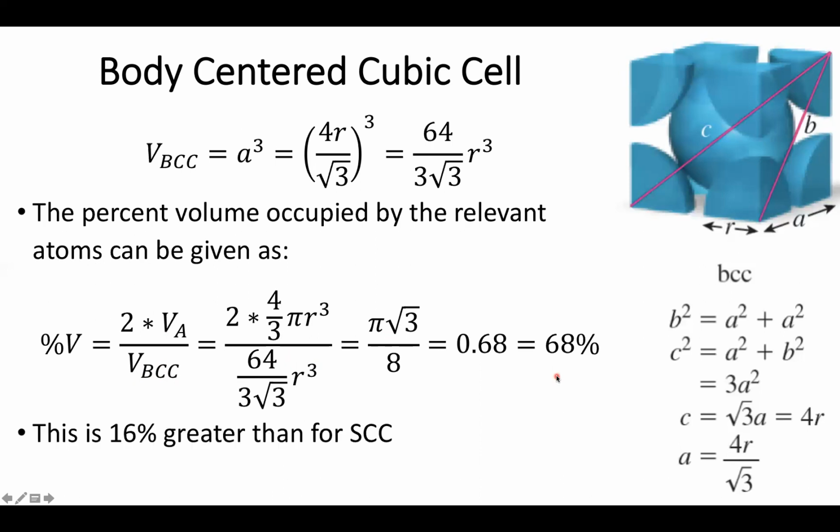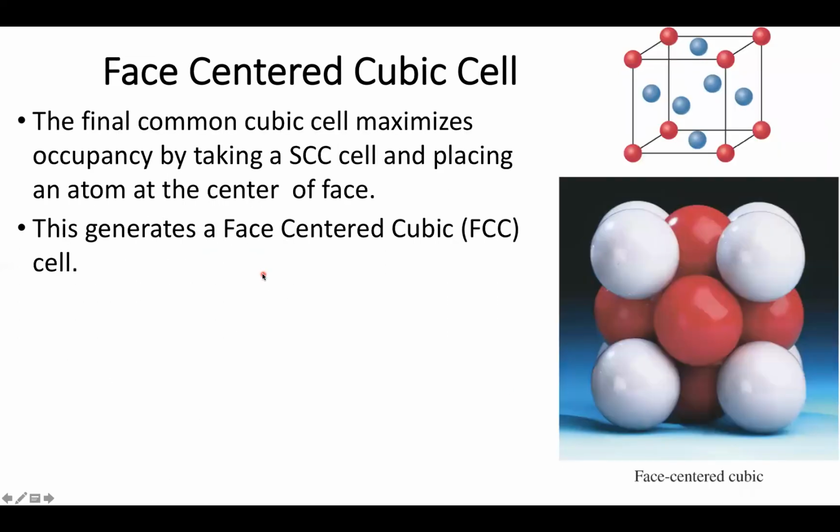Note that this is 12% greater than the simple cubic cell. So this is a much more efficient way to end up packing materials together. And it gives us a lot of big advantages. And it's the reason why the simple cubic cell is so rarely occurring on its own in nature, but the body-centered is actually quite common. But not quite as common as the next cell we're talking about, which is the face-centered cubic cell.